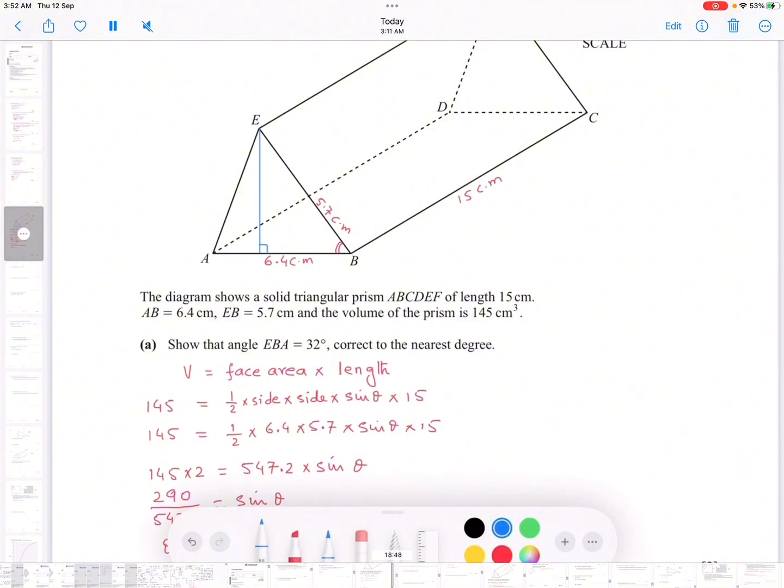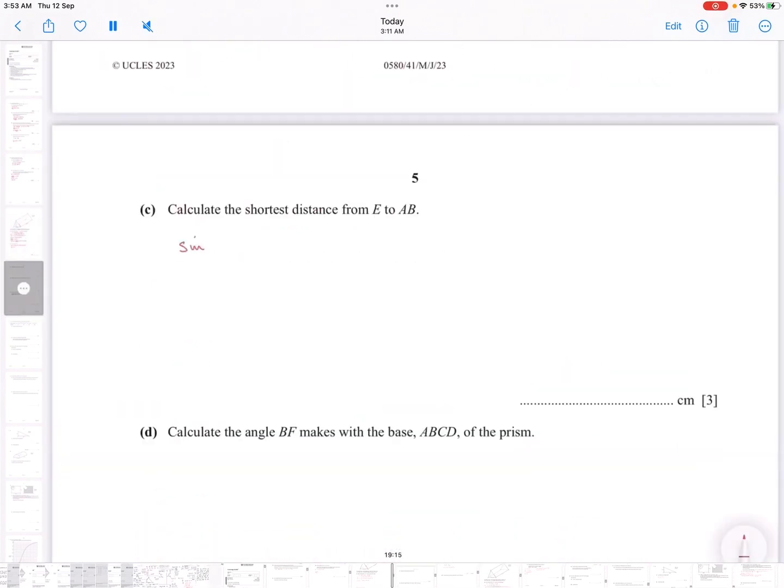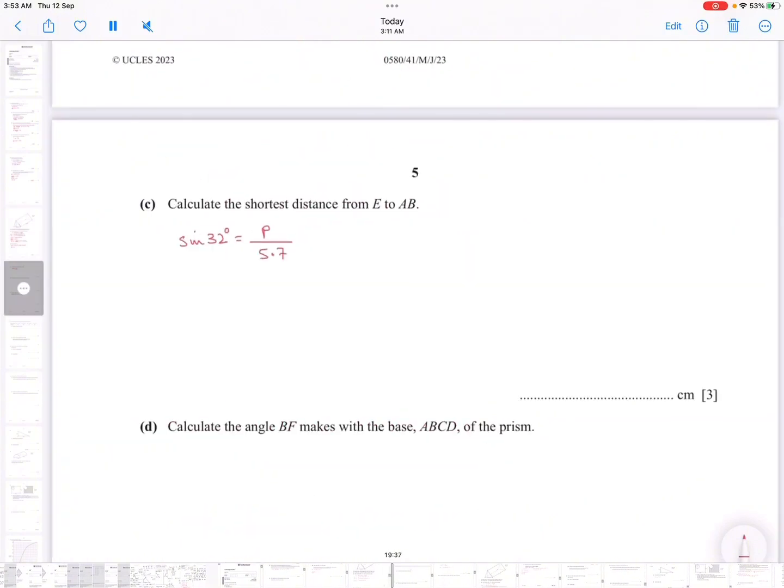So you have the angle at B. Opposite to that angle is that drop, the blue line, and the hypotenuse is 5.7. You can use sine theta to calculate this shortest distance. Sine 32 equals perpendicular over hypotenuse, and perpendicular is 5.7 times sine of 32. So this is 3 centimeters.